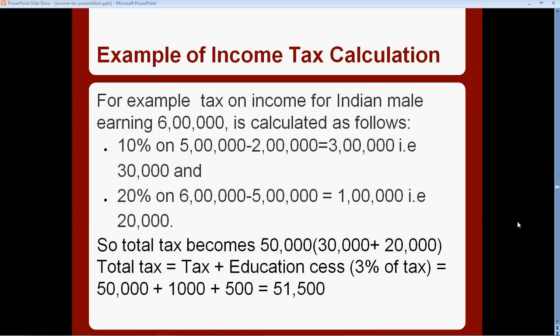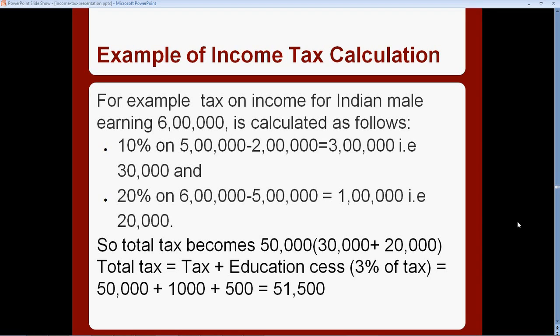Suppose a person earns an income of 6 lakhs. Based on the income tax slabs, the income tax calculation will be as follows. For the income above 2 lakhs, you would have to pay 10% tax. So on 3 lakhs, he pays 30,000. For income above 5 lakhs, that is 6 lakhs minus 5 lakhs, that is 1 lakh, he will pay 20% tax, that is 20,000.